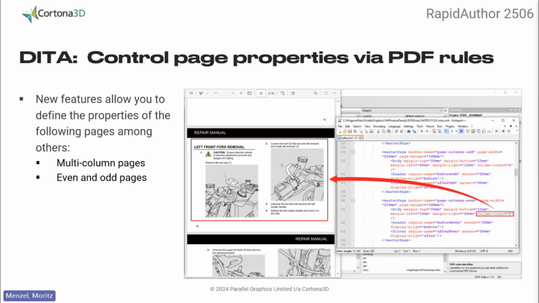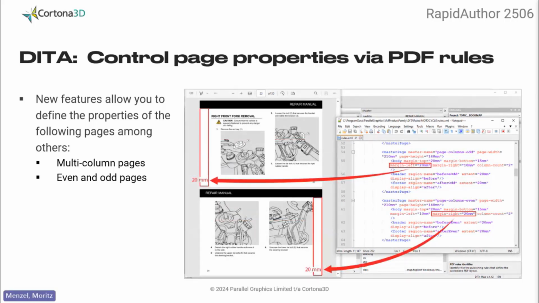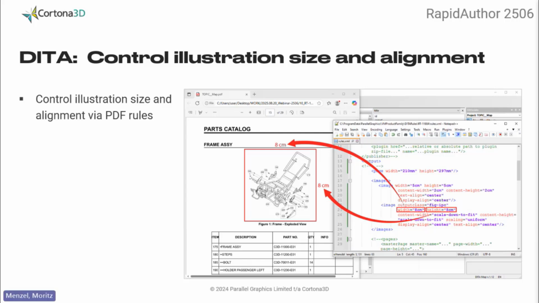Or you could use a two-column text layout for one chapter and a three-column text layout for the others. In this screenshot, you can see an example of a two-column page. And you can also define individual parameters for even and odd pages, for example, with different headers and footers or different side margins. As another example, illustration size and alignment can now also be quickly defined via PDF rules.